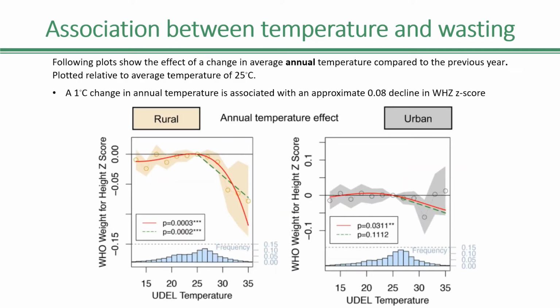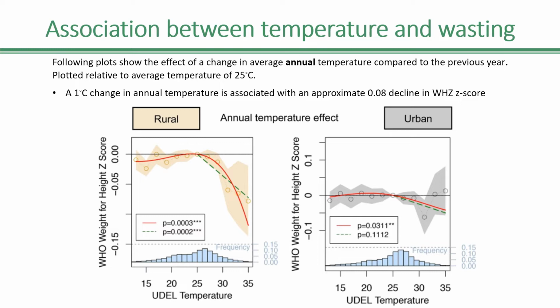Then what they did was to look at the effects of a change in average annual temperature compared to the previous year. They're using 25 degrees Celsius as their comparison point. So, for example, if in a given year the average temperature was 26 degrees instead of 25 degrees, they plotted the change in the weight for height Z-score on the figure. So overall, this figure shows us that if we have a 1 degree increase in annual temperature, it is associated with a decline, i.e. a worsening, of approximately 0.08 weight for height Z-scores.